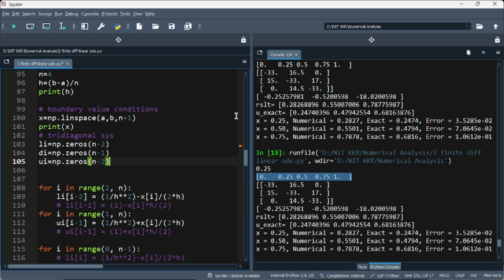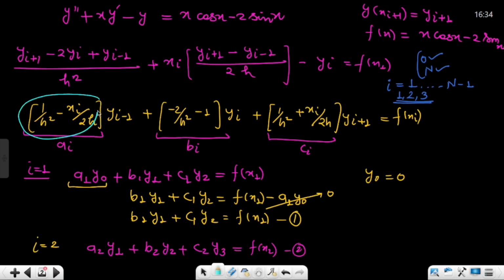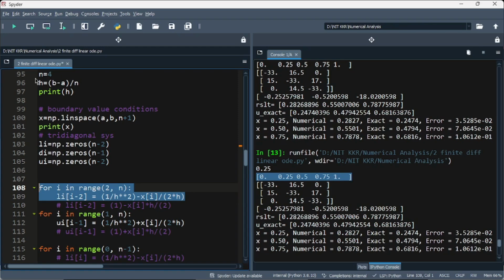Now in this case, you can see here that we have put the formula of the lower diagonal. The lower diagonal is basically the coefficient of yi minus 1. So we have assigned the value 1 upon h square into xi upon 2 into h. This is ranging from 0 to n. I starts from 0, so we put i minus 2, because if i is 2, then it will start from 0, because in Python array indexing starts from 0.